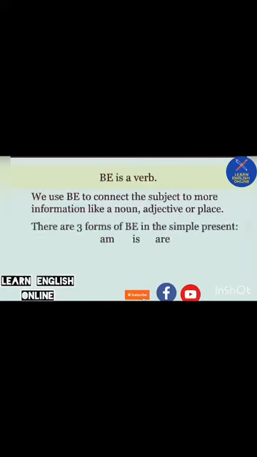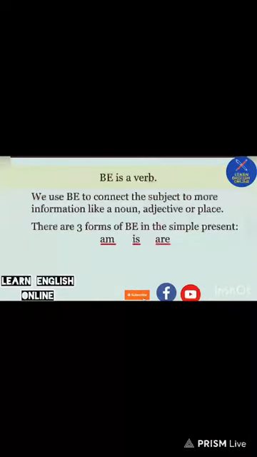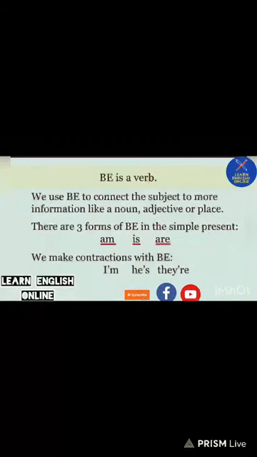In this lesson, you learned a lot. There are three forms of be in the simple present. Am, is, are. And we make contractions with be. I'm, he's, and they're.